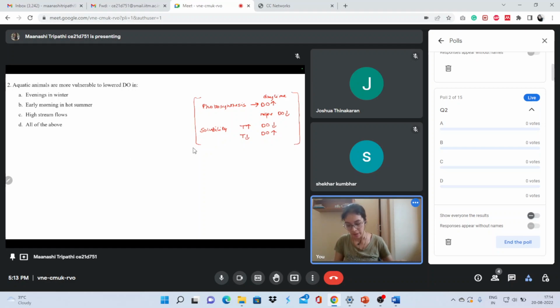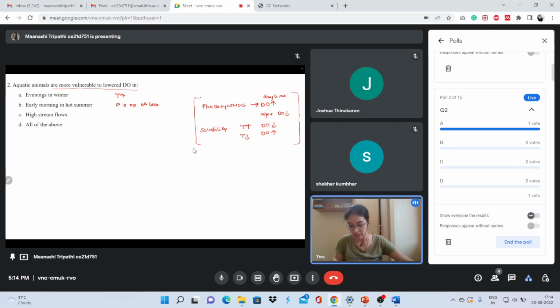Aquatic animals are more vulnerable, meaning here DO is decreasing. So what are the two factors by which DO will decrease? First, the temperature is high. Second, photosynthesis is not there or is less. Looking at the options, option A, evenings in winter. First of all, it is winter, so the temperature will be low. So there will not be much problem related to DO if other factors are constant.